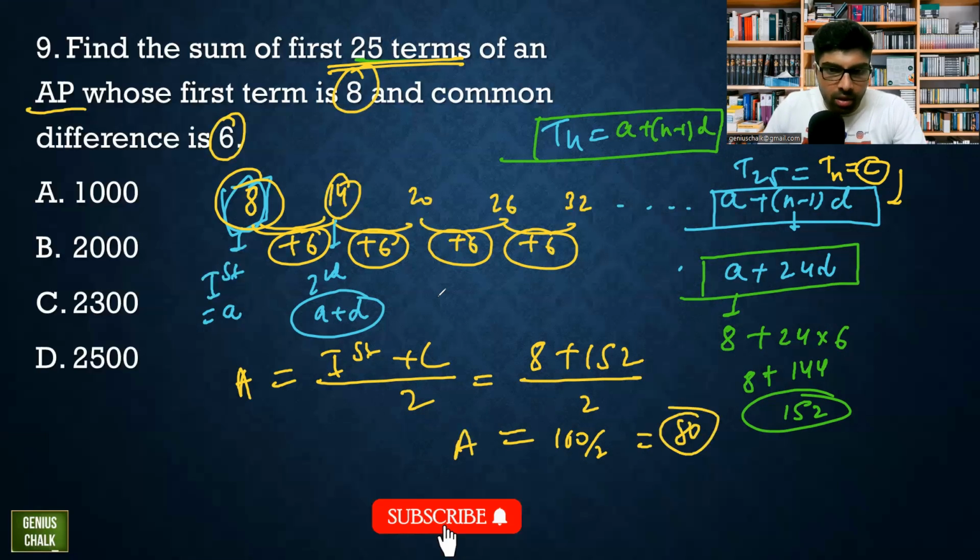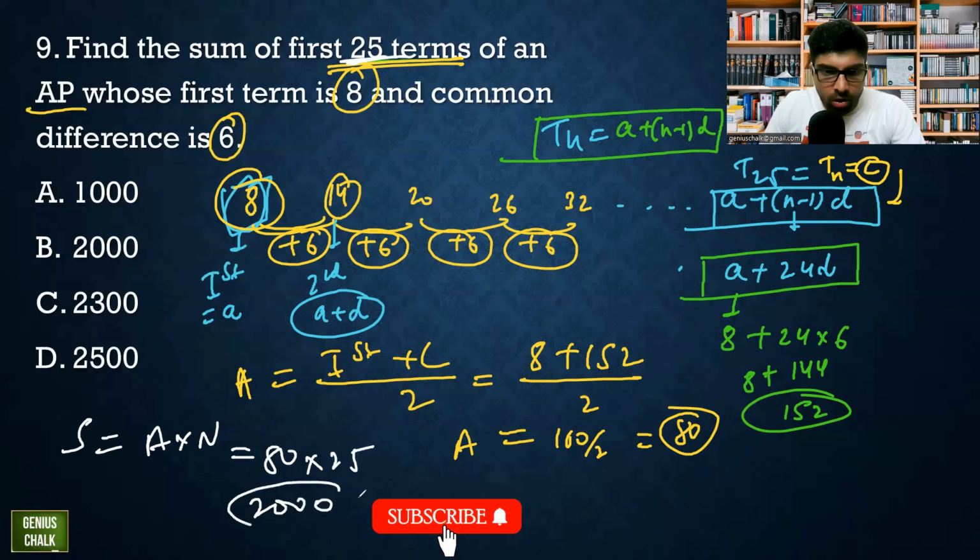And you know that sum is average into number of things. What is my average? 80. How many numbers are there? 25. So 25 times 80 is 2000. So 2000 is going to be my answer. So this is the first way to solve this question using the average concept.